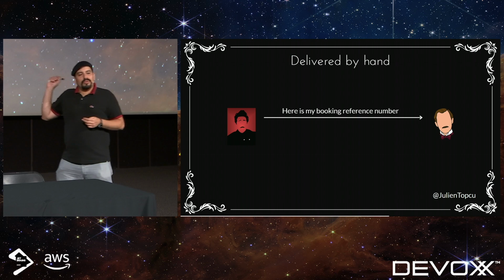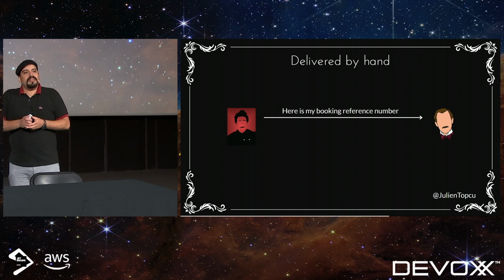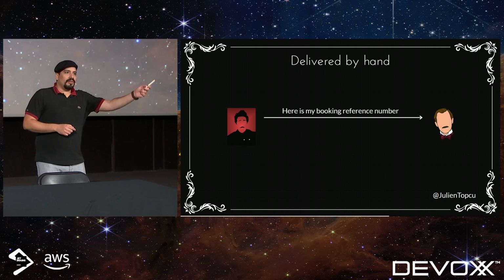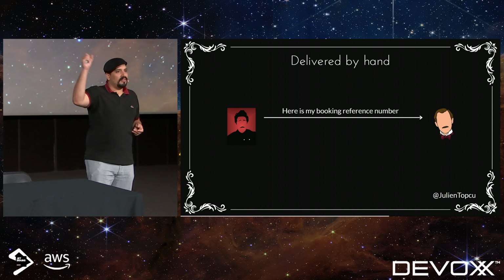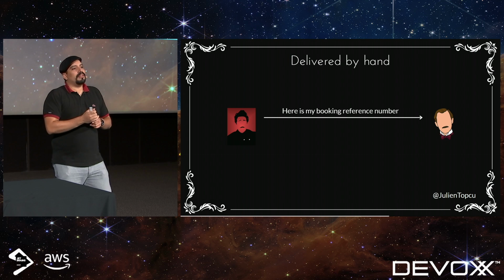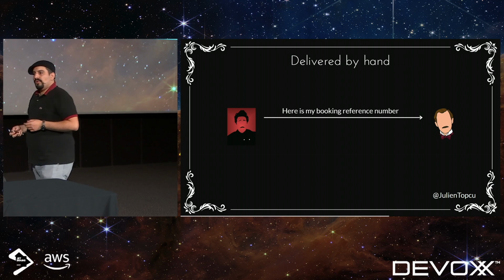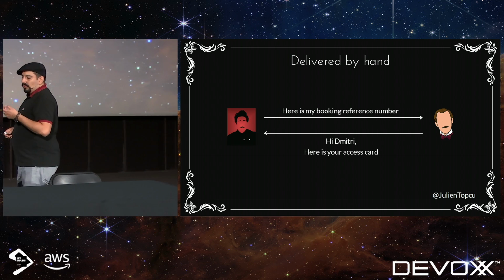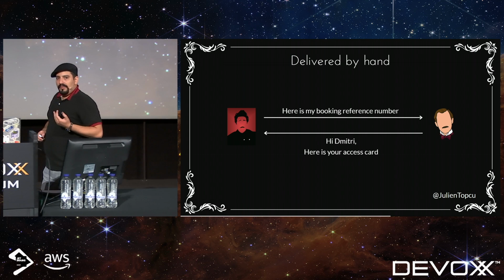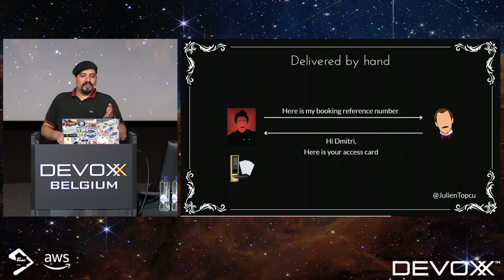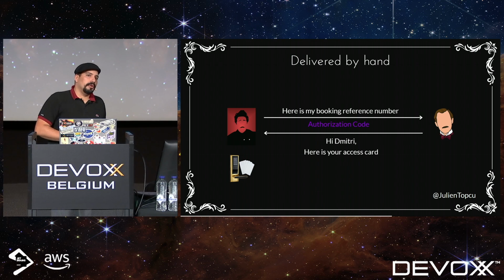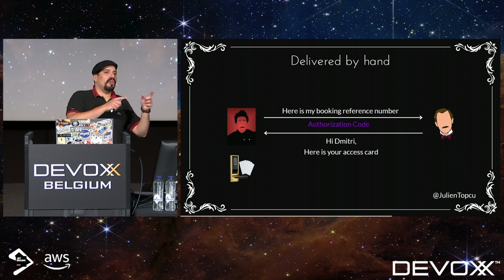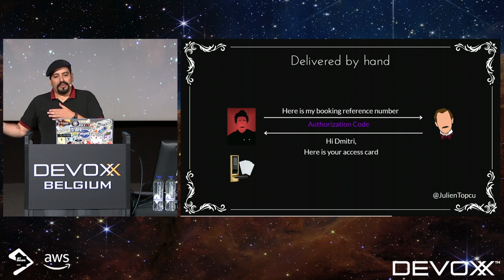And so let's say that the receptionist is Gustav. Because he delivers the card physically, he's sure that no one has intercepted the card before Dimitri has it in his hand, and he's quite sure that Dimitri gets the card. So delivering it by hand is something that we call the back channel. This is more safe. And with that card, Dimitri will be able to open the card lock. So the booking reference number is still what we call the authorization code. The authorization code is exchanged in a front channel. I will explain why after that.